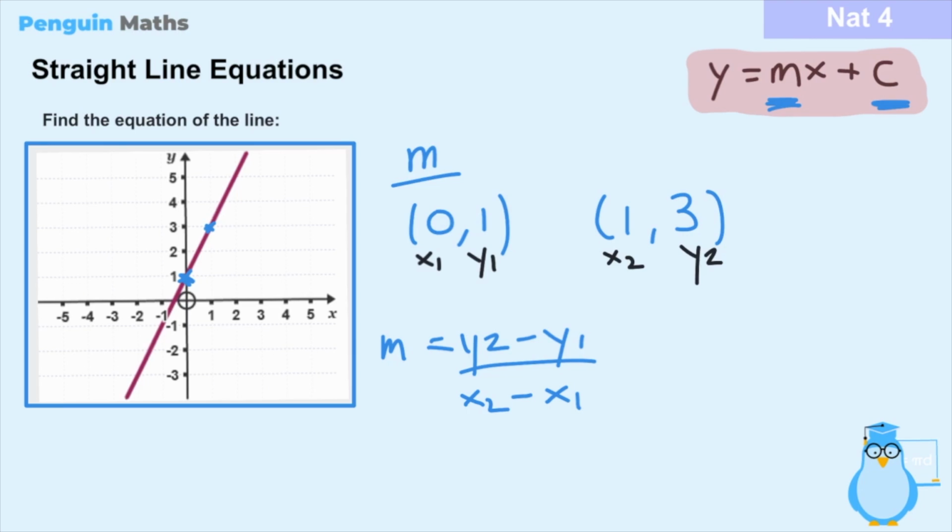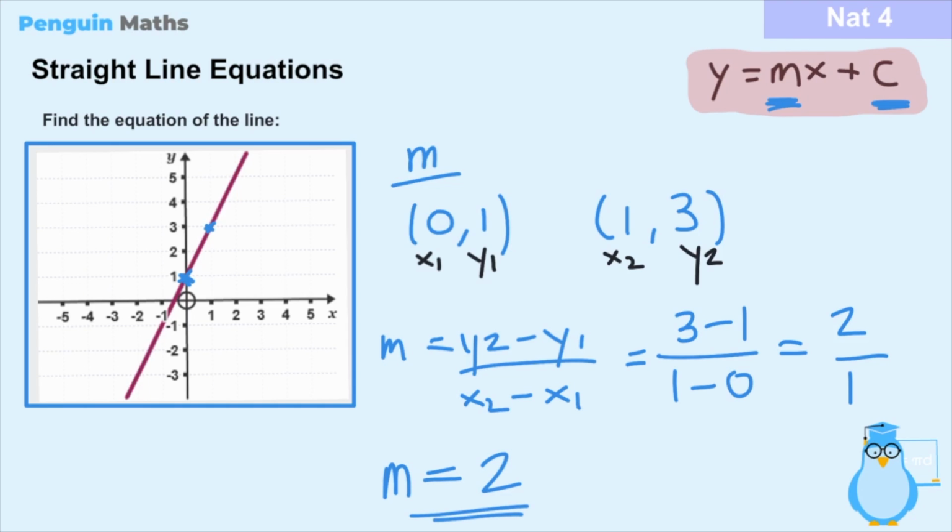Now we just put these values into our equation. We have y2 - y1, which is 3 - 1, divided by x2 - x1, which is 1 - 0. If we do the math, 3 - 1 is 2, and on the bottom 1 - 0 is 1. And there we have the same answer as the last method. We get m = 2.